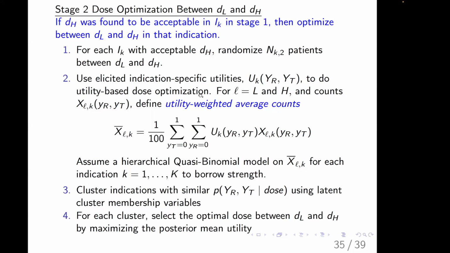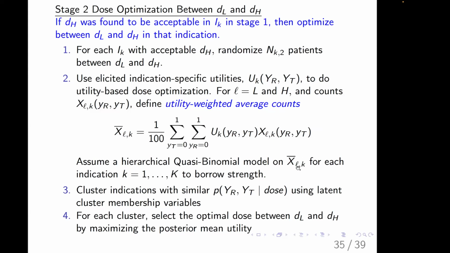And now we're going to do utility-based decision-making. What we define is, this is kind of cute, I think. You get the counts of each response and toxicity pair. So there are 4 combinations here, so you've got 4 of these different X values. And then you use those to get a utility-weighted count. It's a utility-weighted average count. You multiply the utility by the count, add them up, divide by 100 to get something between 0 and 1. Now you can use this cute quasi-binomial formulation on this X bar that you've concocted in indication K.